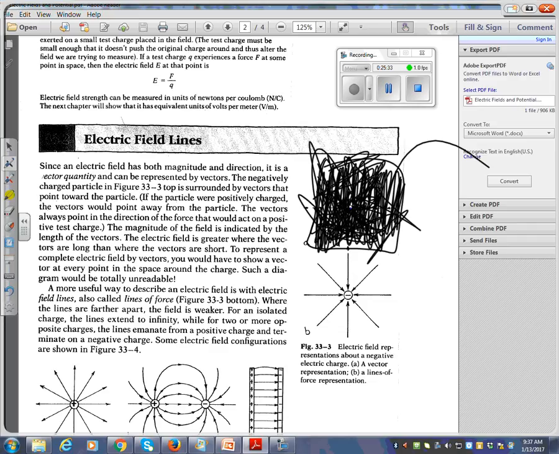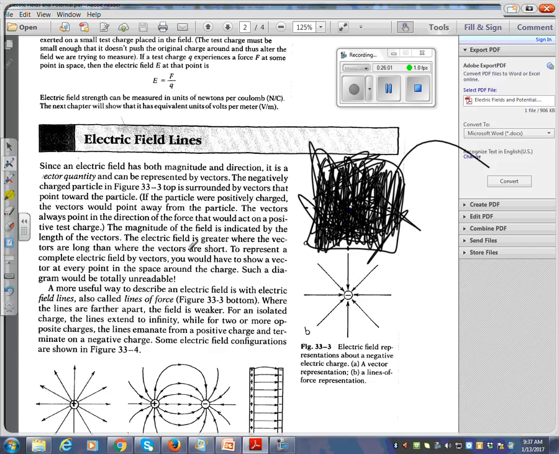Useless, right? To represent a complete electric field by vectors, you would have to show a vector at every point in space around the charge. Such a diagram would be totally unreadable. It'd be nothing but a big black blob. So we do not use vectors. A more useful way to describe an electric field is with electric field lines. Is this also true for gravitational fields? If I drew a vector from every point around the Earth, big giant black, yeah, exactly.